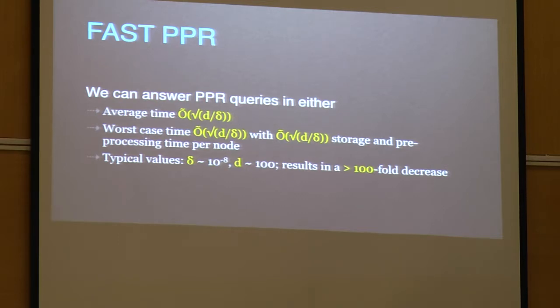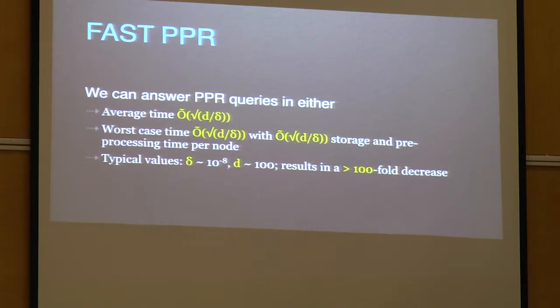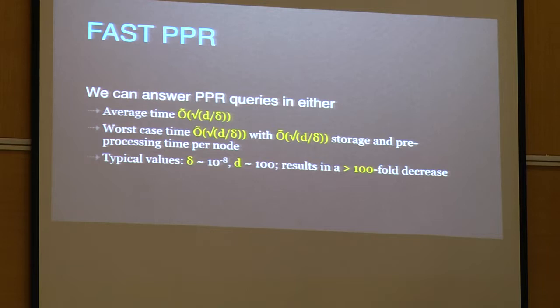So with typical values of delta equal to 10 to the power minus 8 and d around 100, it results in a 100-fold decrease in the amount of time it takes to do personalized PageRank, say compared to just basic Monte Carlo versus what we have here. And so this ends up being a big improvement. So I feel like for the first time, we are at a point where you can do these personalized PageRank queries reasonably efficiently.